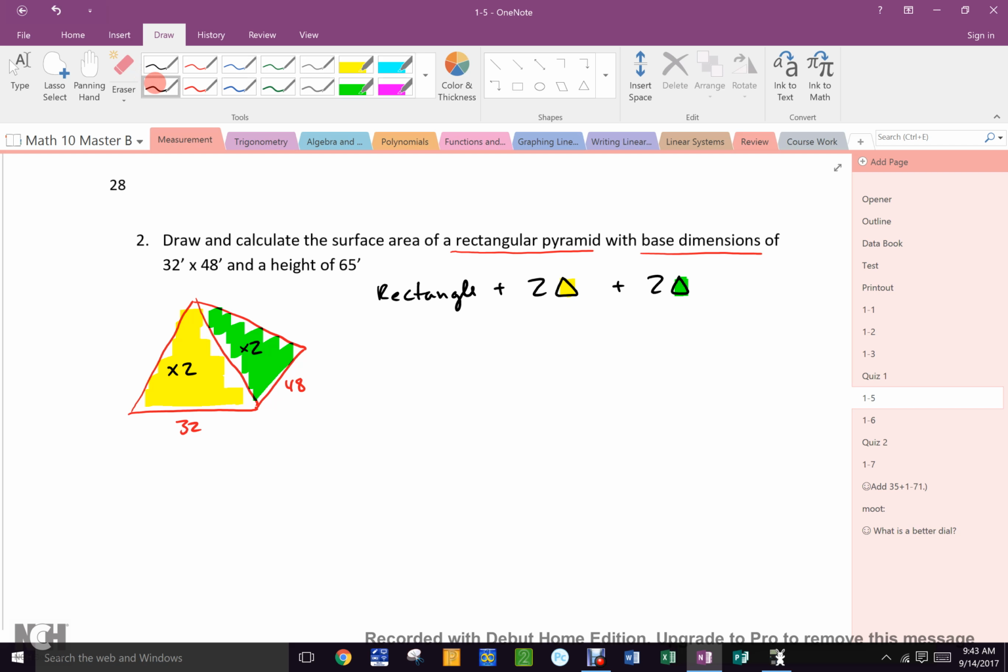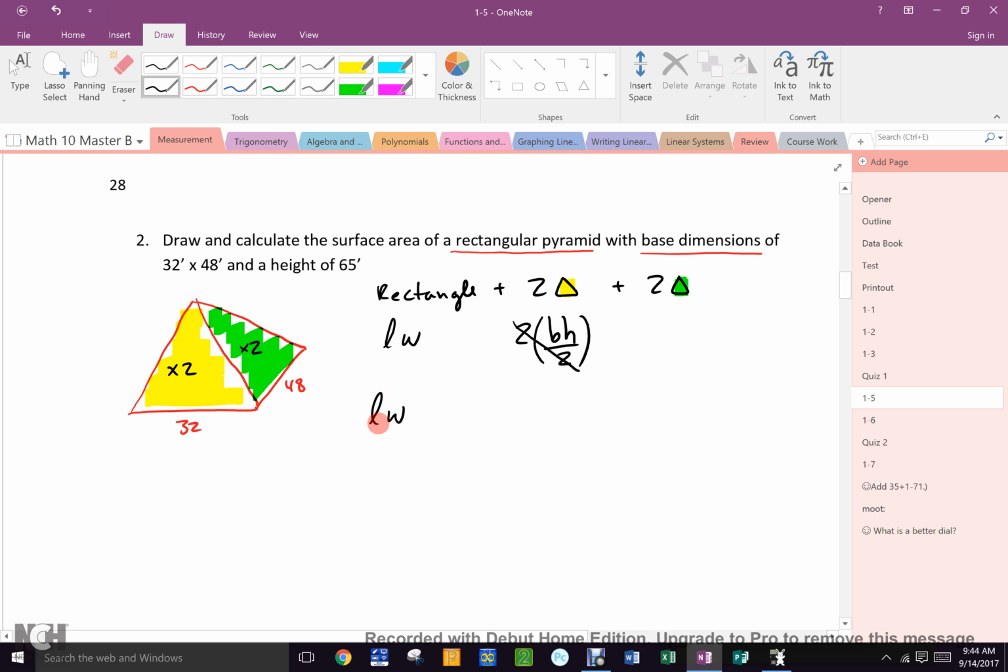How do I find the area of a rectangle? We know it's length times width. How do I find the area of a triangle? Do you remember? Base times height divided by 2. But how many triangles are there? 2. So what happens to those? They cancel each other out.